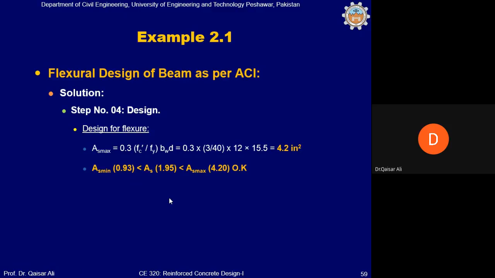The next question is, can you tell me a condition where there is a greater chance of As being less than As minimum? Can you think of a situation where As comes out to be less than As minimum? Why would it happen?